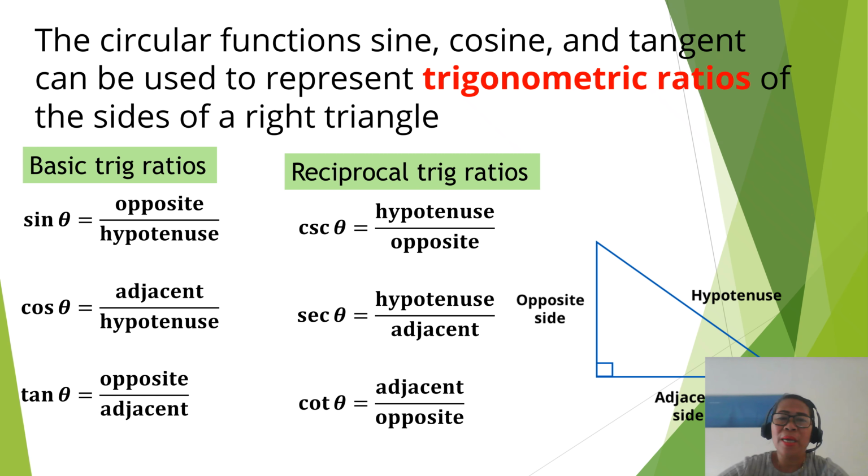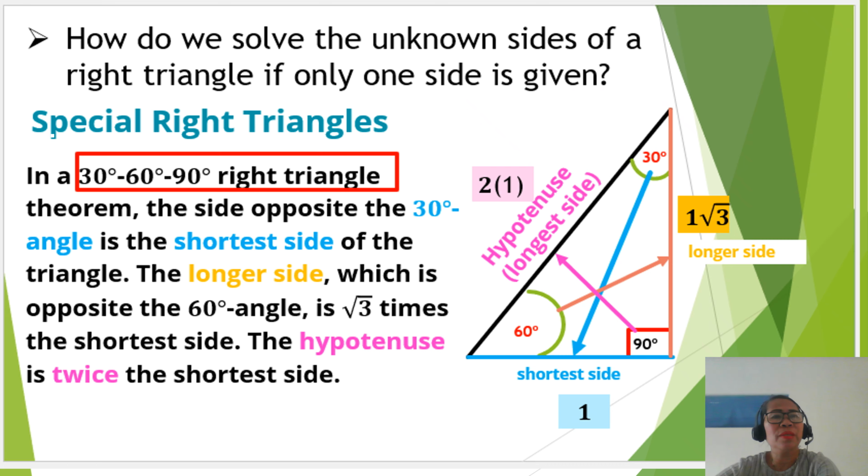Okay, so let us now explore, but to go deeper about trigonometric ratios, it is very important to know the special right triangles theorem. So what are the special right triangle theorems? We have the special right triangles. The first one is the 30, 60, 90. So what is being mentioned in the 30, 60, 90 right triangle?